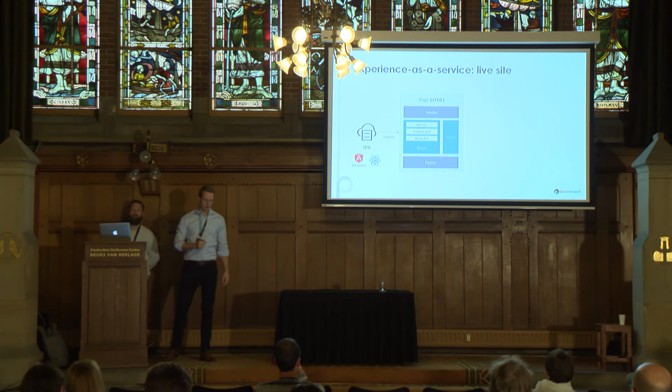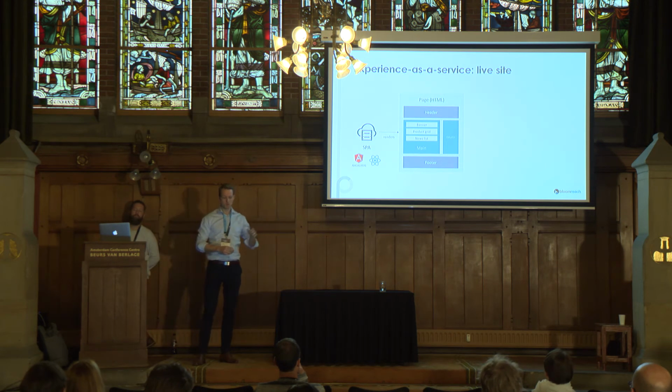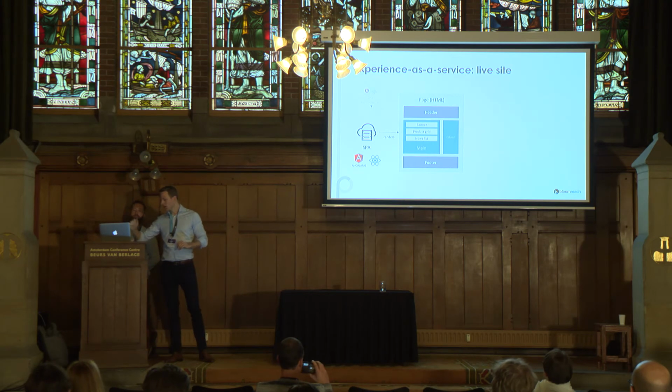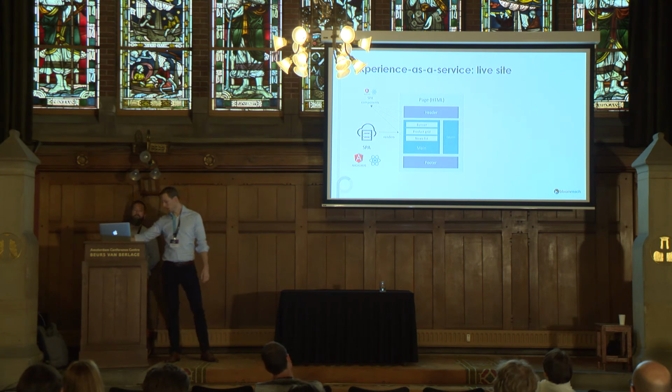So for the live site, the architecture is as follows. Over here I have a page with some HTML, and that's rendered by the single page application. And a header, a footer, a main section with a banner, a product grid, and a news list. Now, those are all SPA components. So those are defined in the SPA.